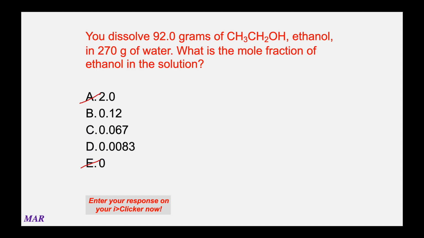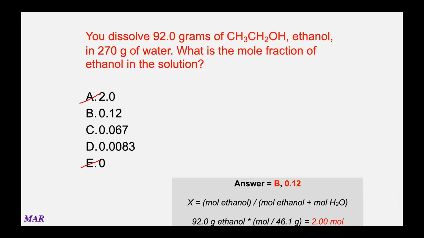So what you want to do in this problem, turn 92 grams of ethanol into moles and 270 grams of water into moles of water. Then the mole fraction will be moles of ethanol divided by moles of water plus moles of ethanol. Make sure that you put the moles of ethanol in the denominator as well. Sometimes people tend to forget that.